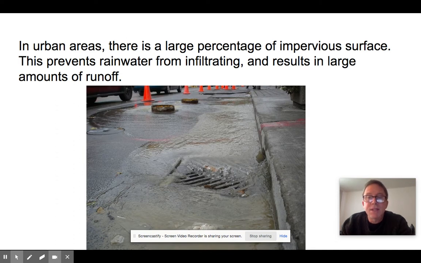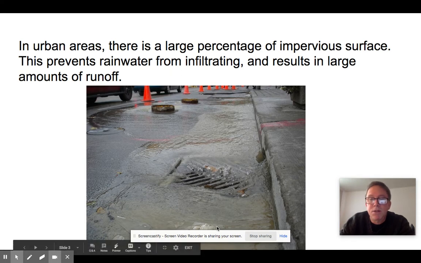in urban areas, instead, you have a great deal of impervious surface. You have concrete sidewalks, asphalt roads. You have basically large amounts of surfaces that do not allow for infiltration into the groundwater. So instead, it goes down storm drains and gets dumped into rivers.